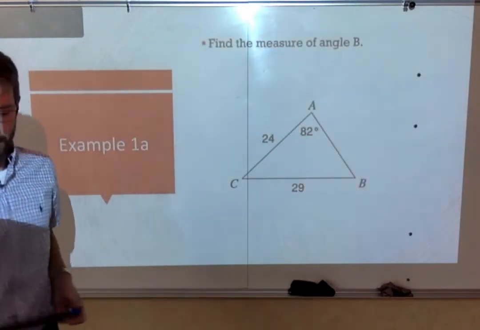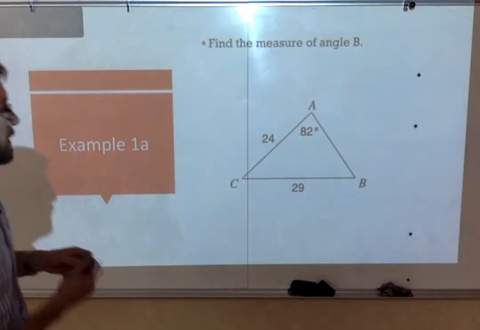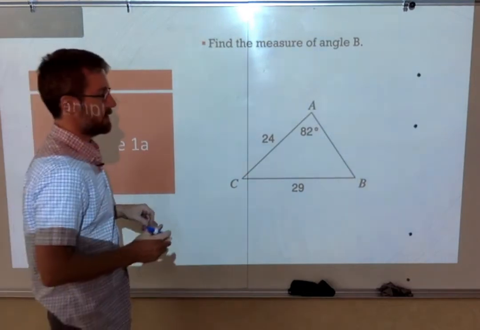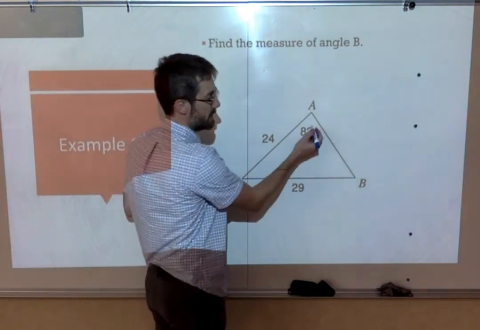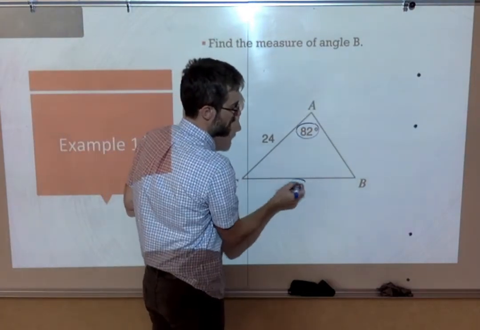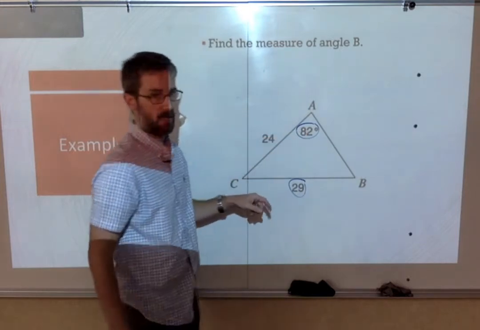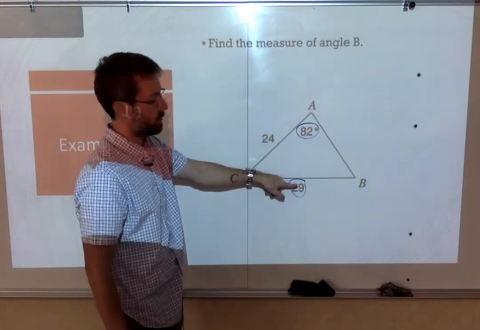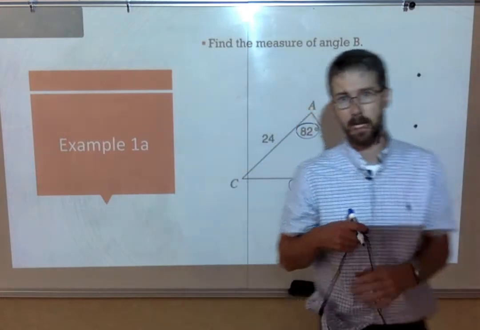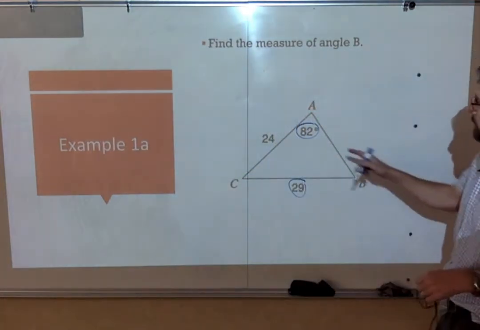All right, so using it: finding the measure of angle B using the law of sines. Now I know I need to use the law of sines because I'm given an opposite side and an opposite angle. I've got numbers that are straight across from one another there. That's how you tell that it's a law of sine problem.